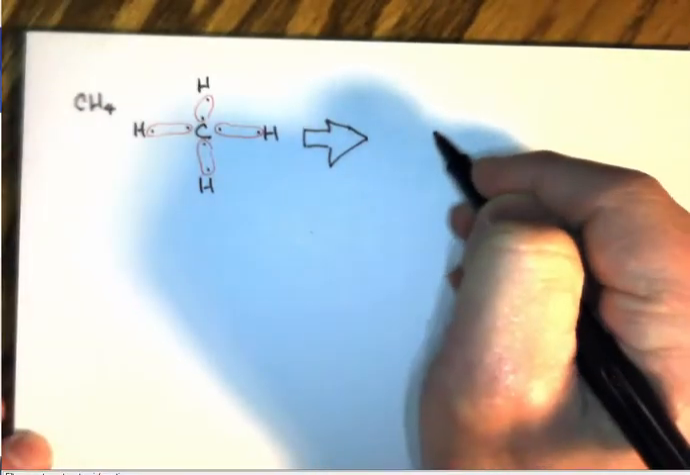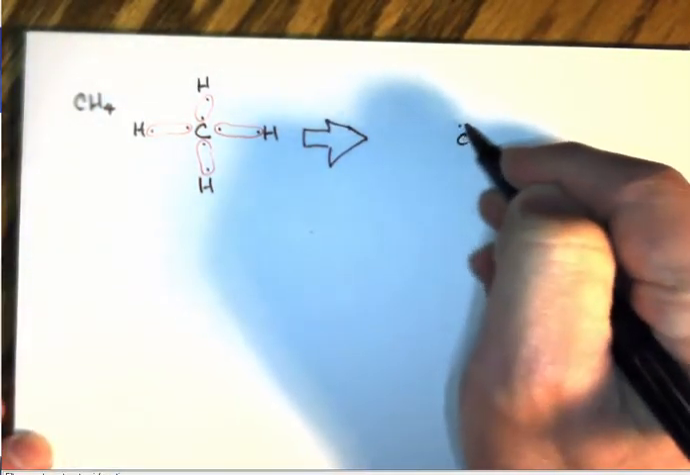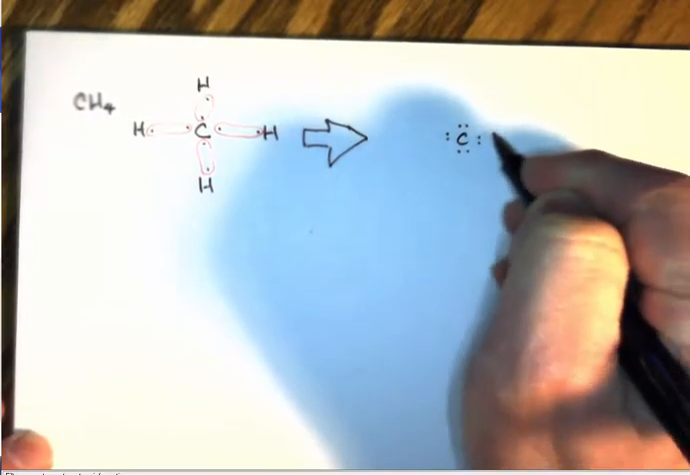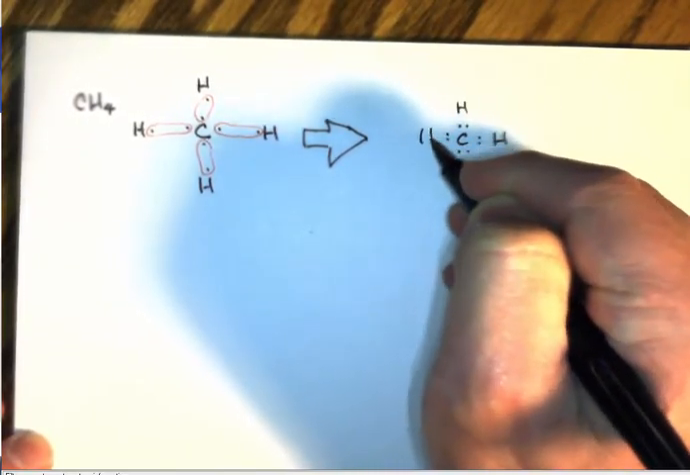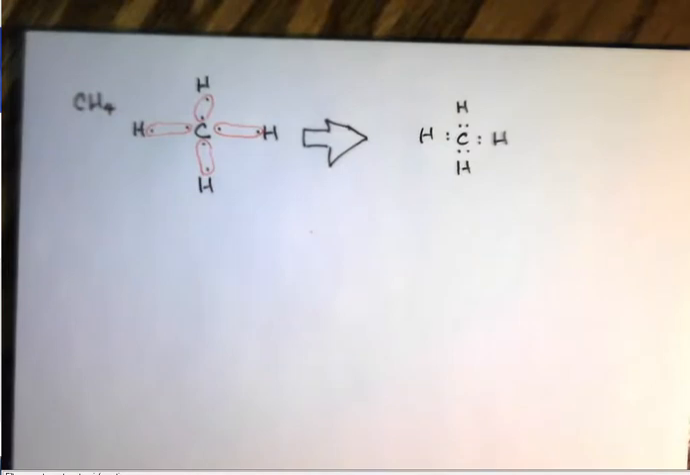And so now we're going to squeeze the electrons together. We get the Lewis dot formula that looks like this. We squeeze the electrons in between the 2 element symbols, and we get this Lewis dot formula for methane.